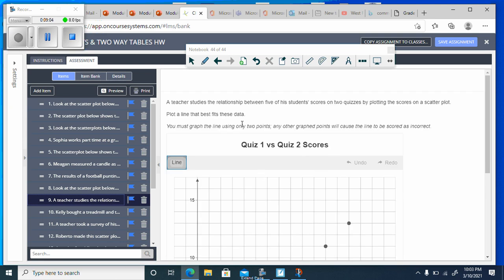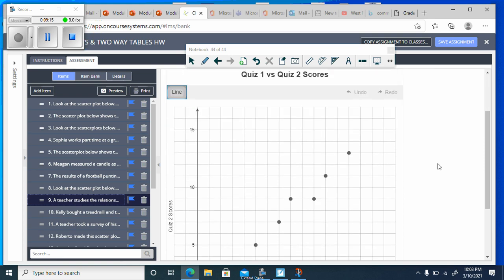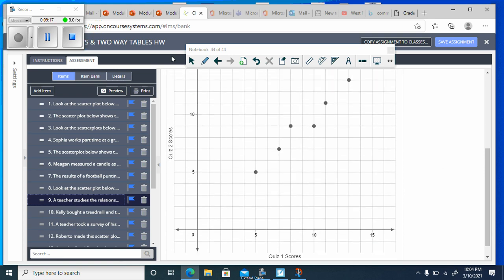A teacher studies the relationship between 5 of her students' scores on 2 quizzes by plotting the scores on a scatter plot. Plot a line that best fits the data. Okay, you must graph the line using only 2 points. Well, if you're looking at this, guys, to draw a line of best fit, I don't have a good way to do this, but essentially you need to do it with a straight edge, and your line of best fit is probably going to look like that, okay? But you need a straight edge to do it, okay?